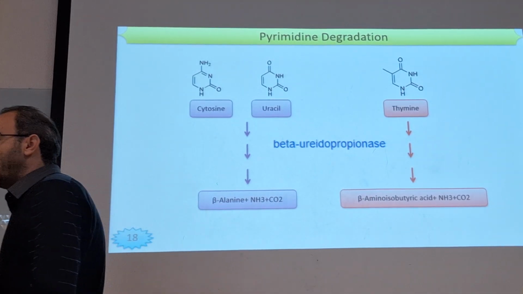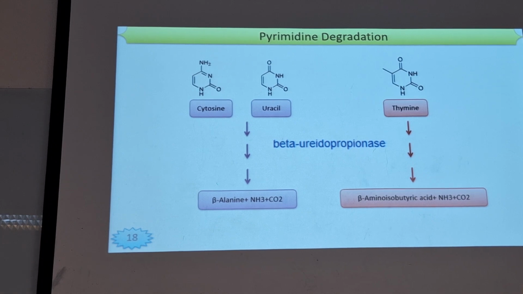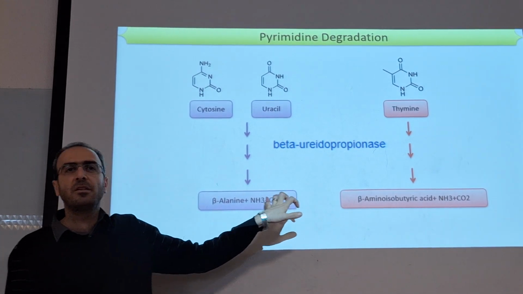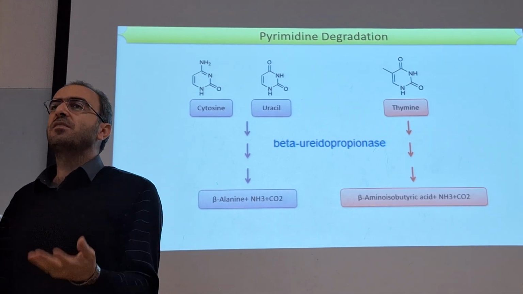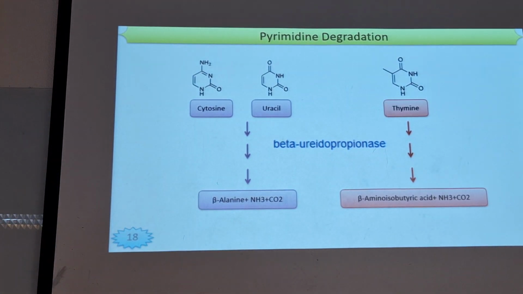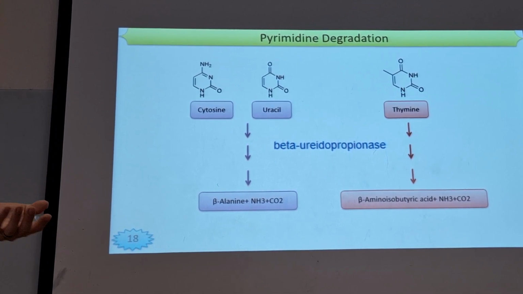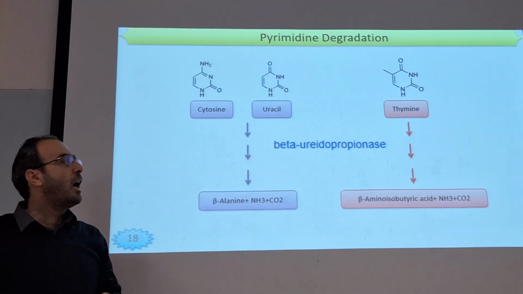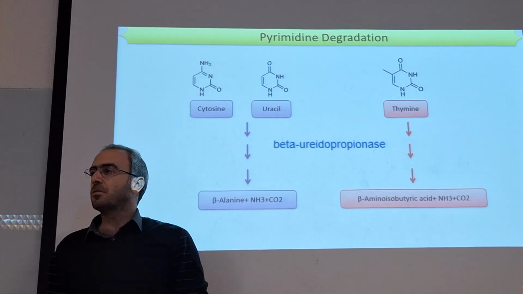Related to catabolism of pyrimidine, it is related to pyrimidine degradation because they produce this molecule, beta-alanine. Beta-aminoisobutyric acid, and most of them are water soluble. We don't have any problem, and we don't say a lot about the catabolism of pyrimidine. Just, you should know, cytosine and uracil convert to the beta-alanine, and thymine, because it has another methyl group, converts to the beta-aminoisobutyric acid.